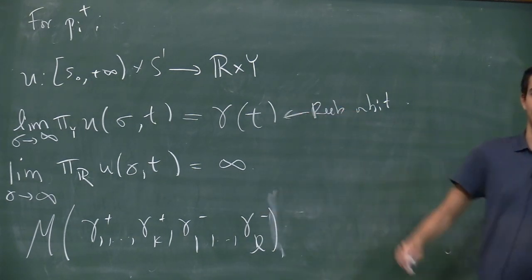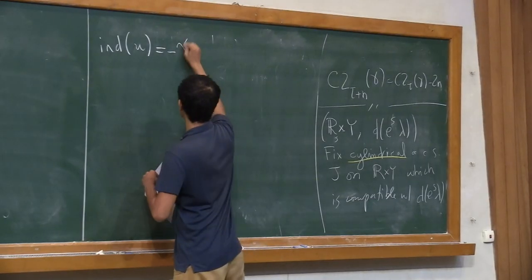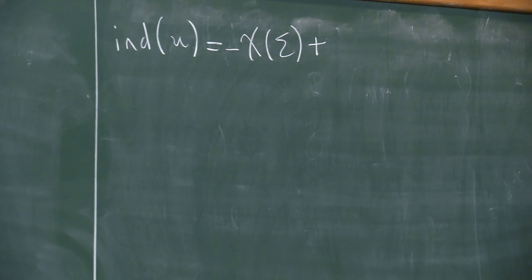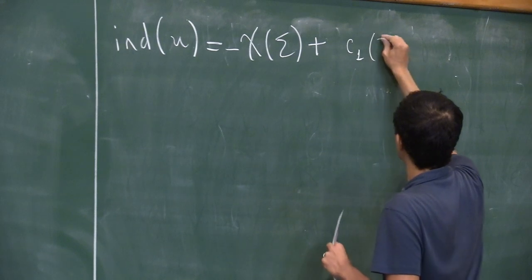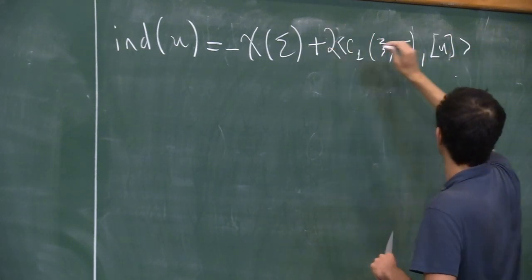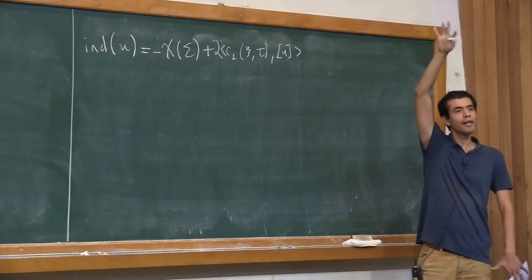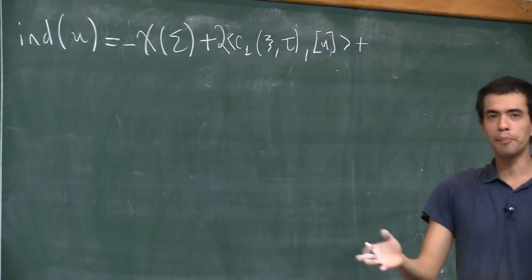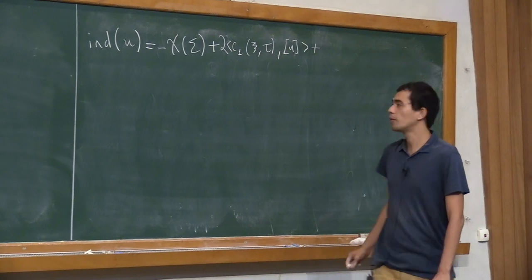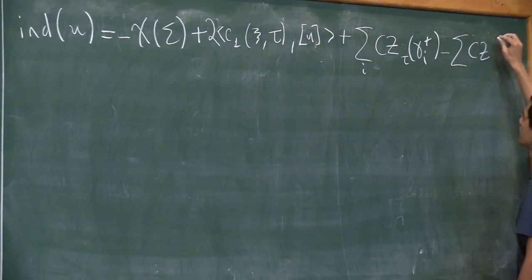And I guess a little more analysis here, since the curves are not compact. This is called the index of the curve, and there's a formula for it: minus the Euler characteristic of sigma plus twice the first Chern class of xi relative to tau applied to the homology class of u. This is what you get for a closed holomorphic curve in dimension 4. And then there is something about what's happening at the ends. You have to look at the spectral flow. And no surprise, if you came to the lectures on Tuesday, the Conley-Zehnder index appears as the equivalent of the Morse index. So you get the sum of the Conley-Zehnder indices of gamma i plus minus the sum of the Conley-Zehnder indices of gamma i minus.